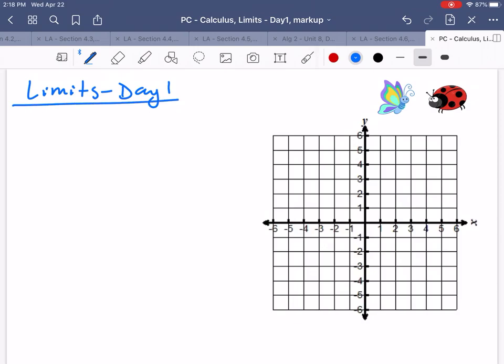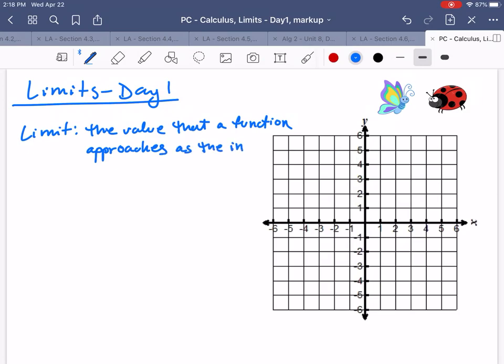So we have 2 days of this. But anyway, in math, a limit has a definition like this. It is the value that a function approaches as the input, the x value, approaches some value.